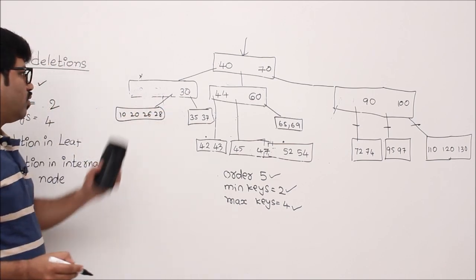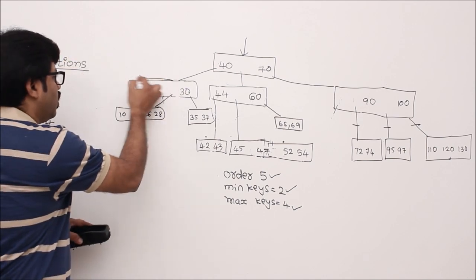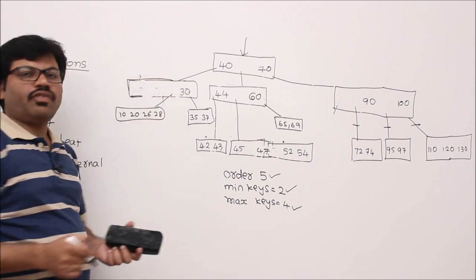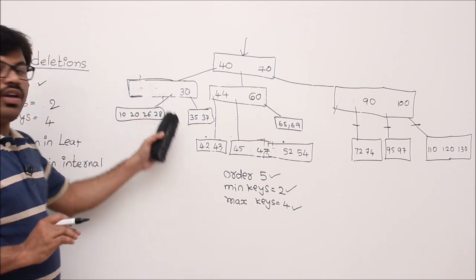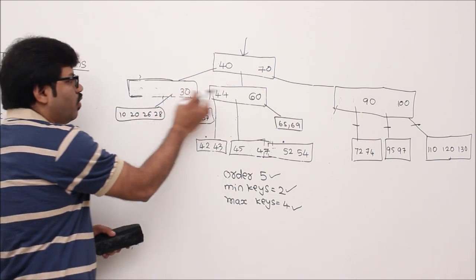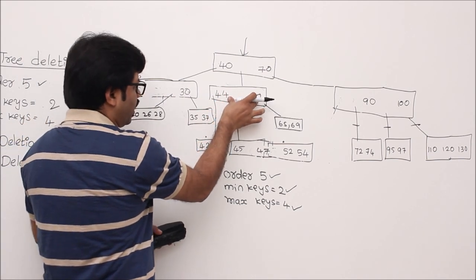Right? Now, let's deal with this case. This internal node has insufficient keys. Then what to do? Go for borrowing. To borrow, this internal node doesn't have sufficient keys.